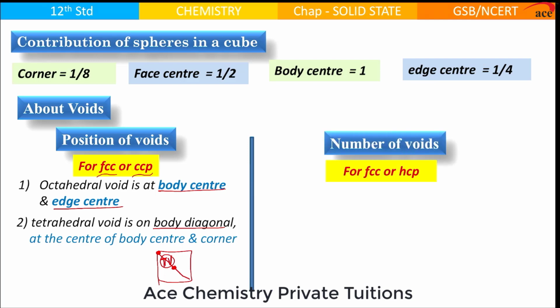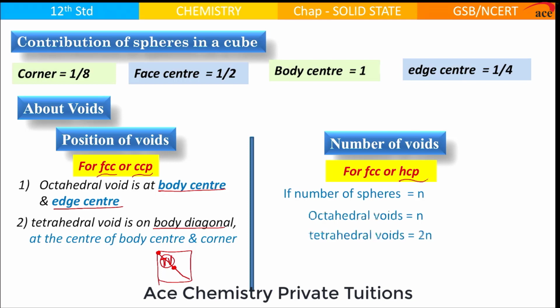What about the number of voids? For FCC or HCP, you know FCC and HCP have the same packing ratio of 74%. If the number of spheres is n, then octahedral voids are also n and tetrahedral voids are 2n, and the total number of voids will be n plus 2n, that is 3n. Total number of voids: number of spheres n, octahedral voids n, tetrahedral voids 2n, total voids 3n.